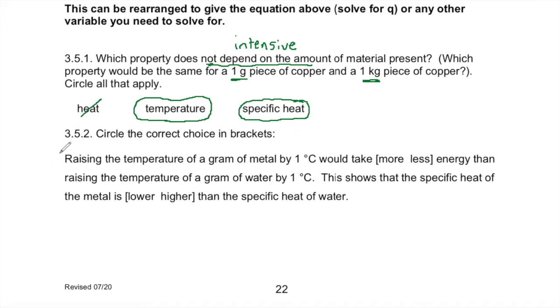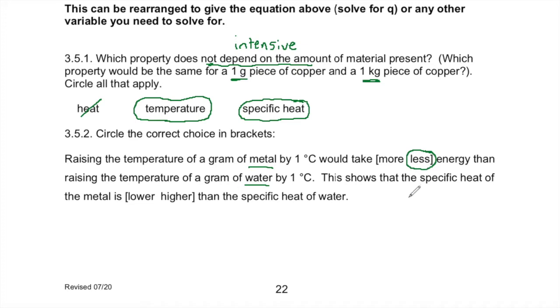All right, so this takes a little bit of familiarity with metal versus water, whether it's easier or more difficult to raise the temperature of metal than of water. And hopefully we know that metal is easier to heat up than water. If you had a piece of metal out in the sun, you might be more scared to touch it than if you had a glass of water out in the sun. So it's easier to heat up the metal.